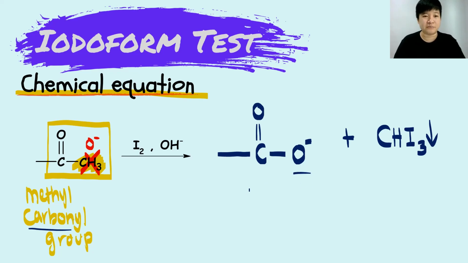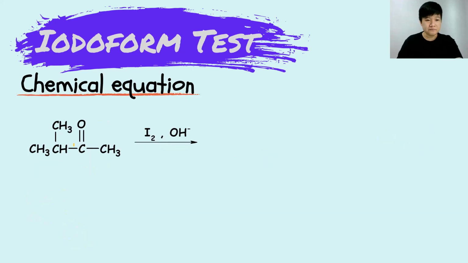Let's look at some examples of this. The first one, you have a ketone over here because you can see that you have a C double bond O sitting in between carbon. So that is your ketone. And the most important thing is not whether it's ketone or aldehyde. The most important thing is having this methyl carbonyl group. So that is your methyl carbonyl group over here.